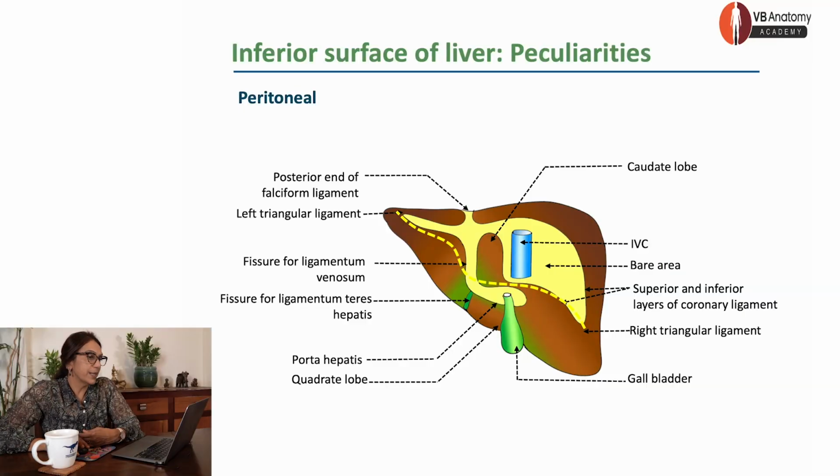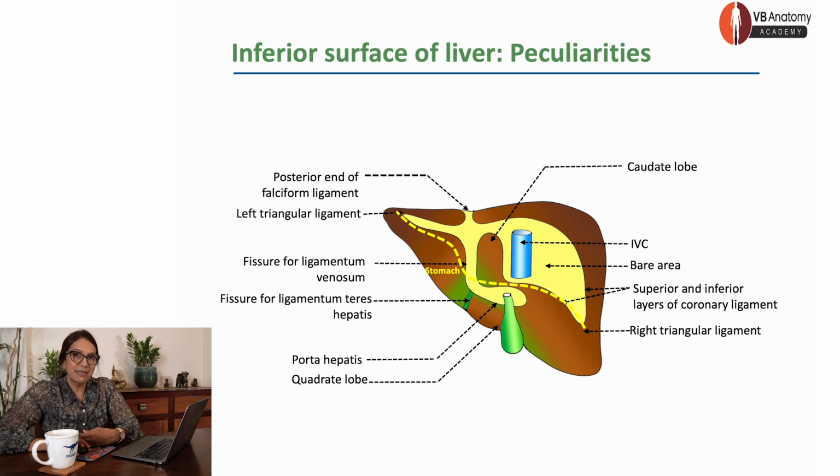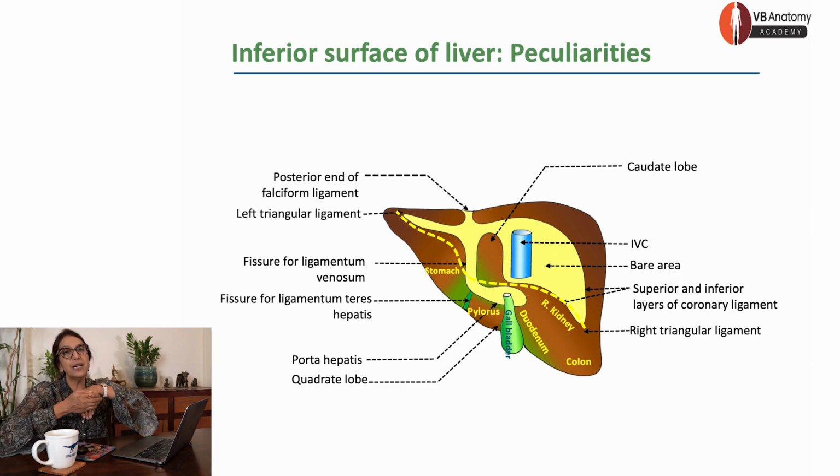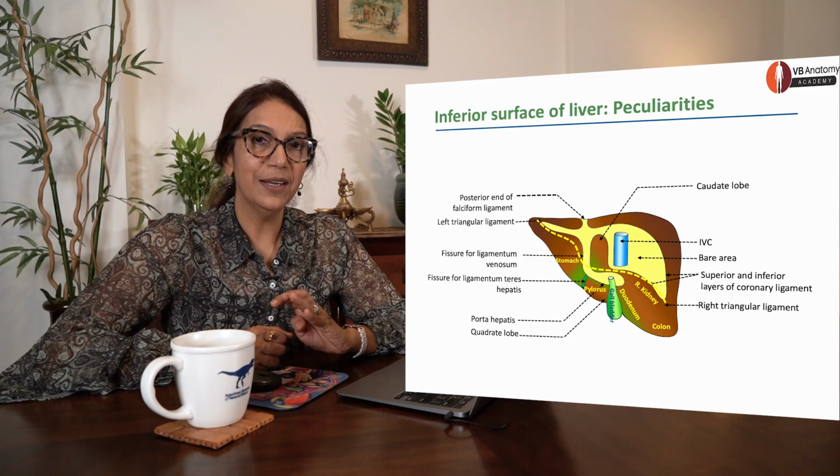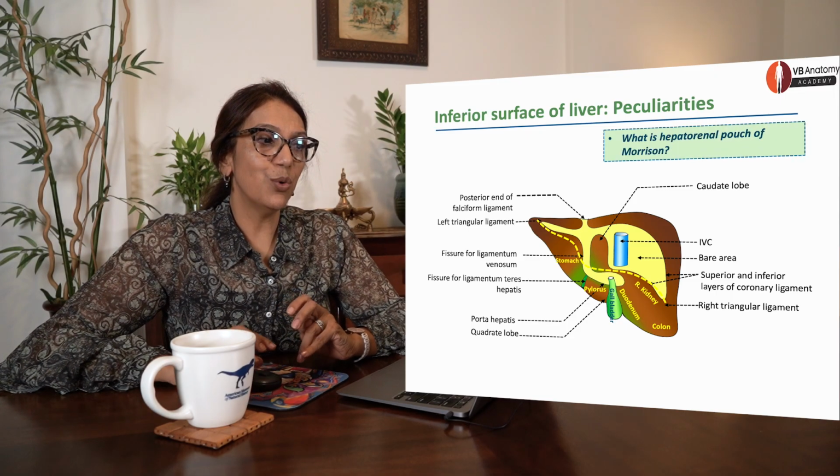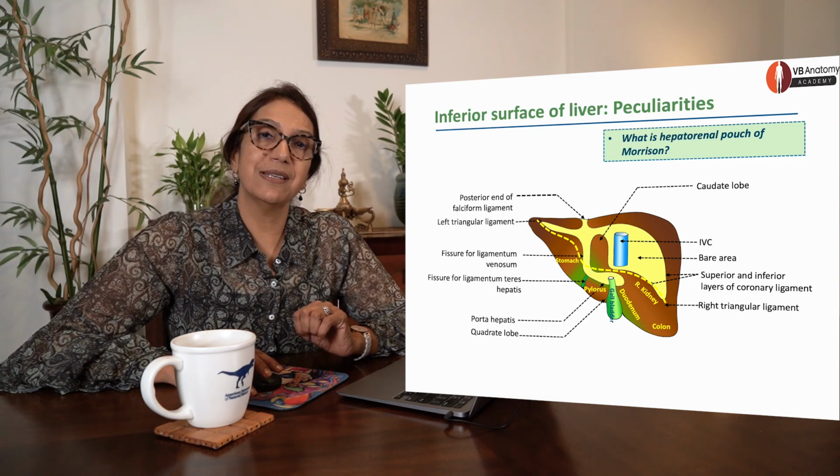So which are peritoneal? It's related here to the stomach covered by peritoneum, pylorus, duodenum, colon, right colic flexure, and right kidney, all covered by peritoneum. Okay? And then here is the gallbladder, which is by itself covered posteriorly by peritoneum, but where the gallbladder is actually related to liver, were you to remove the gallbladder, you would get a bare area. Okay? So, question is, what is hepatorenal pouch of Morrison?